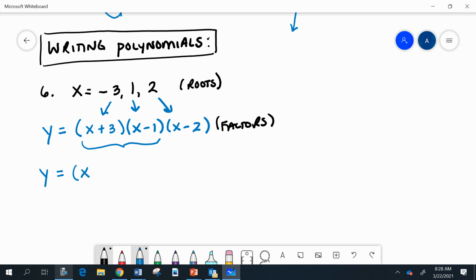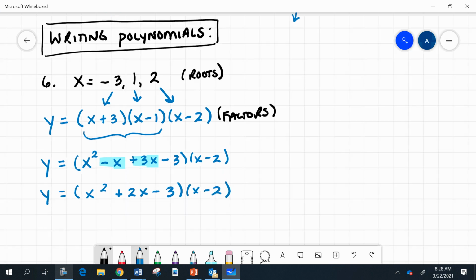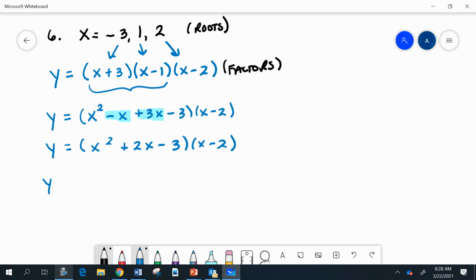So x times x is x squared. The outer is going to be -x, the inner is 3x, and the last term is -3. Okay, and just keep bringing down that x minus 2. Let's combine like terms. So what I'm seeing right here is a -x and a 3x can combine to make plus 2x. All right, so one more step of multiplying, and we now have an equation in standard form.